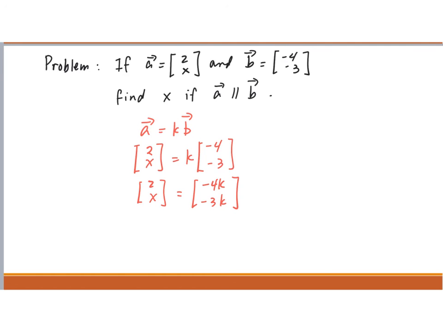If the vector on the left equals the vector on the right, then we could equate their components. So 2 must be equal to negative 4k, and that gives you k equals negative 1/2. So now x must be equal to negative 3k, and because k is negative 1/2, x will be negative 3 times negative 1/2, which is positive 3/2.